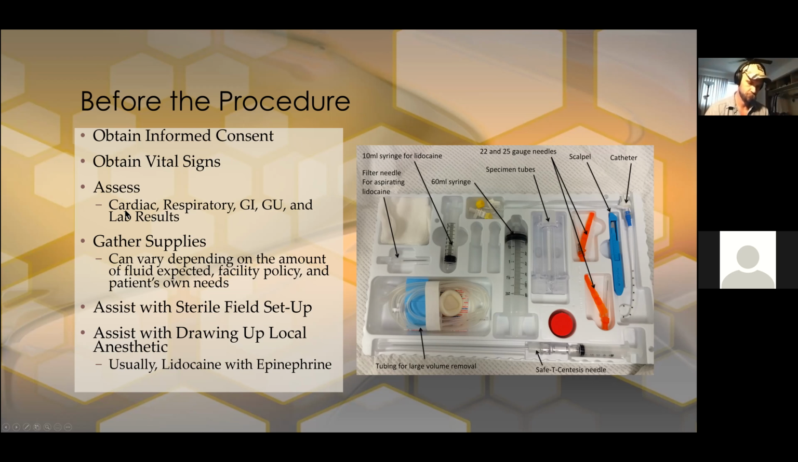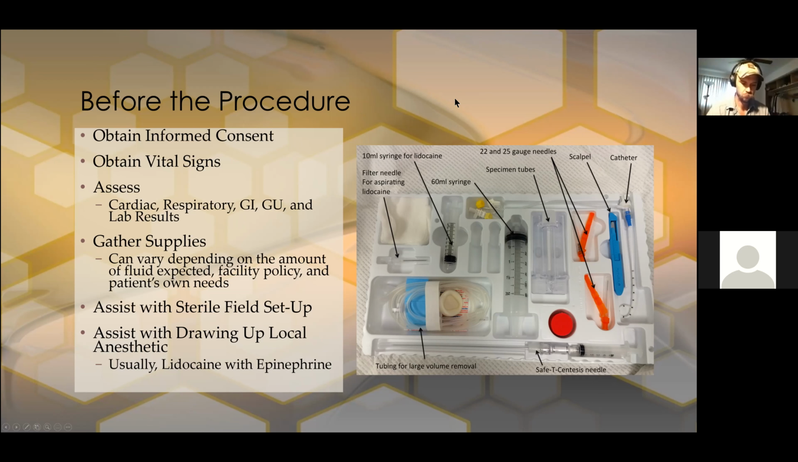Cardiac, to make sure that nothing's being compressed too much, even though the fluid's more down in the abdomen. Respiratory, just to assess their work of breathing. GI and GU, because there is the risk of puncturing the stomach, bladder, or intestines when you're going in to drain. And you're also going to be checking lab results like electrolytes.